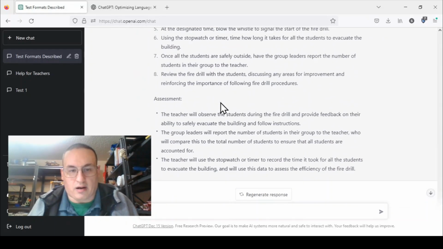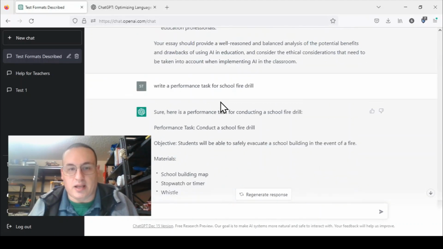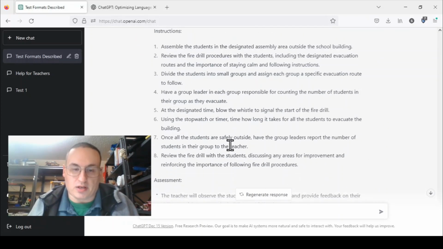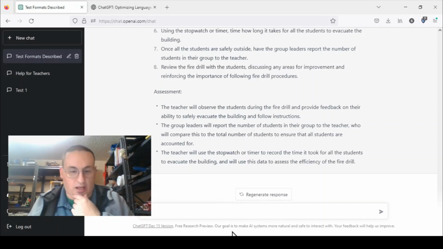So right here, this covers about 99% of what's needed in any lesson plan because it covers your instructions and assessments. Now, you'll have to add on state standards and everything like that later, and I'm actually going to play with that next.